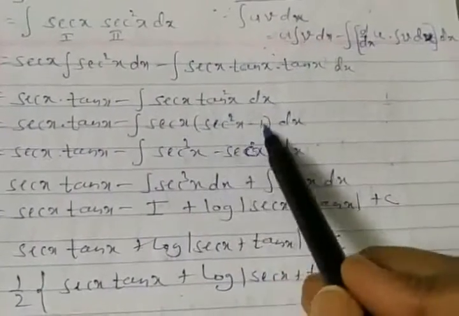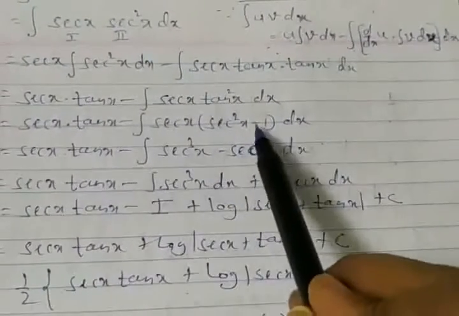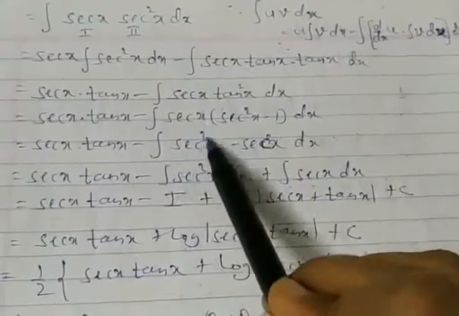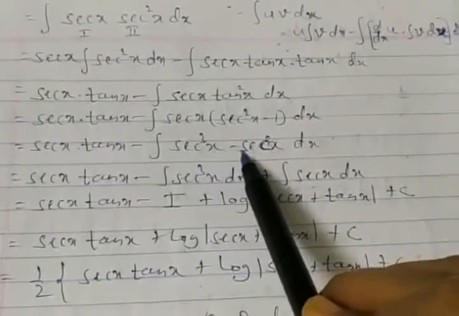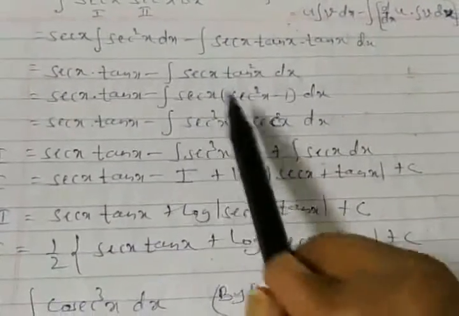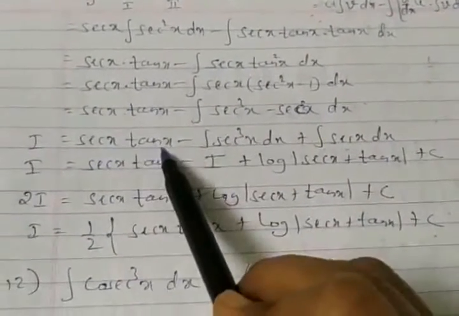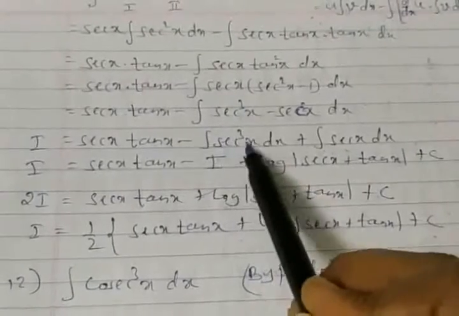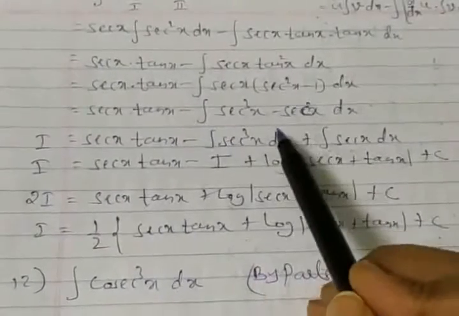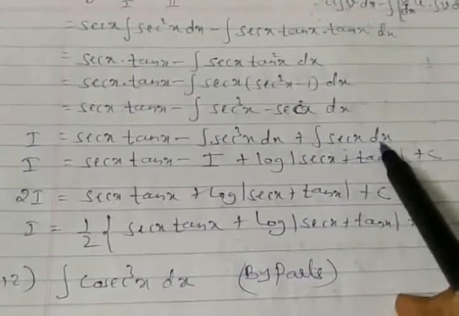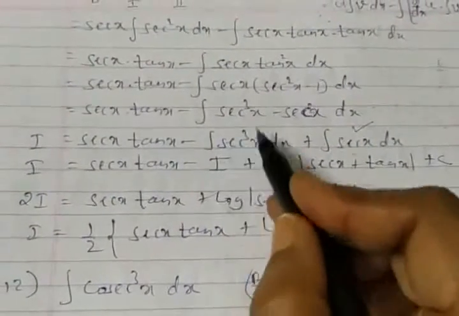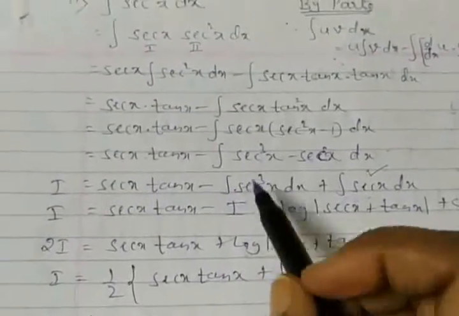Again term by term, and be careful about this minus. We have minus integration of sec x into (secant square x minus 1), that is secant cube x minus sec x, with respect to x. Now term by term I have multiplied. We have sec x tan x kept as it is, minus integration of secant cube x kept as it is, minus into minus plus, I take the integration of separate terms: integration of sec x with respect to x. Integration of sec x is available now. We are left with integration of secant cube x, and this term itself was the question given to us.